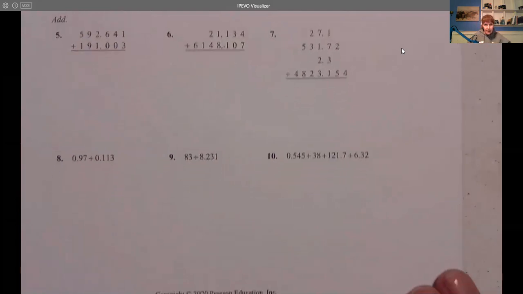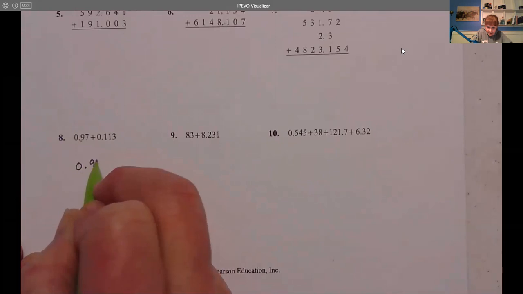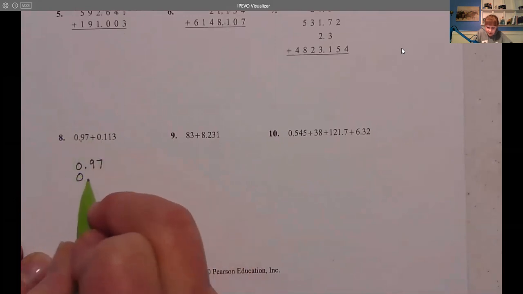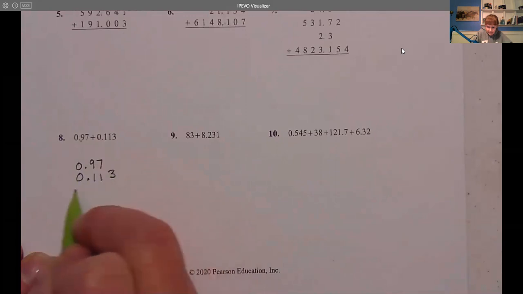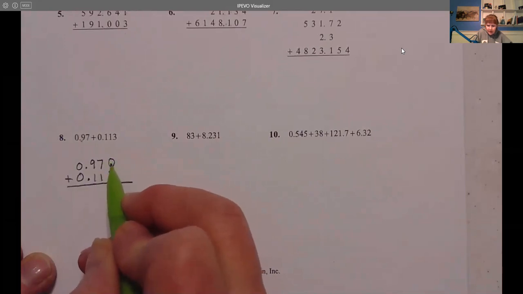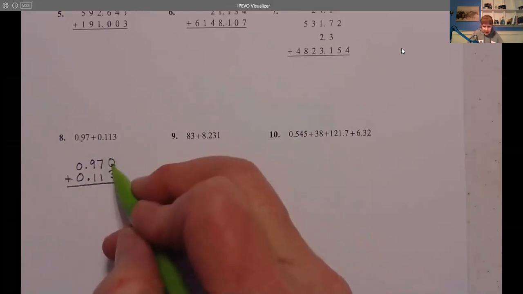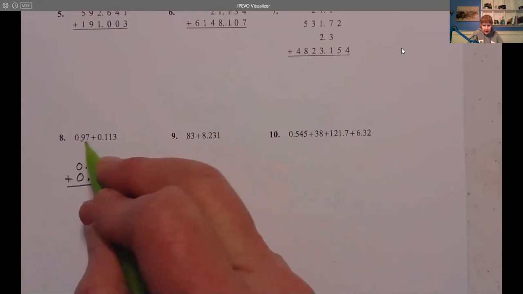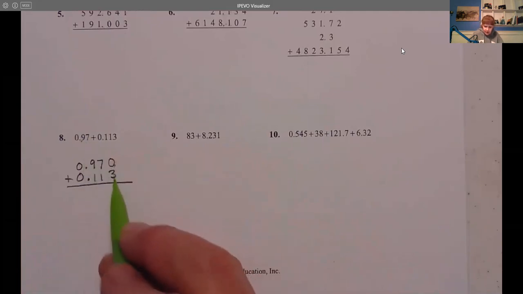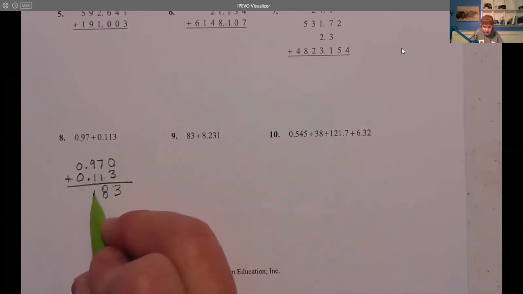So looking at number 8 here, we have 0.97 and we need to add 0.113 to it. You could put a 0 there because you don't have any thousandths, and if you want it to really line up, or you don't have to put that 0 there, you would just take nothing plus 3. So you're adding the thousandth. It's just that this first number didn't have any thousandths with it. So the 3 thousandths. 8 hundredths. Here we have 0.